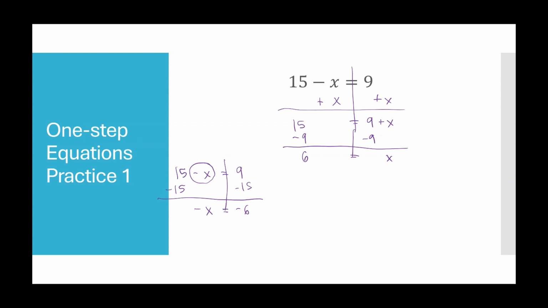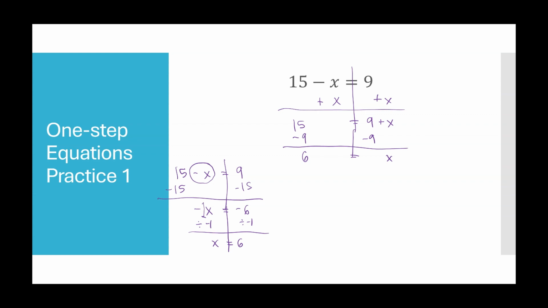Now, negative x, remember, has a little invisible negative 1 right in there. And so if we want to get rid of that, we're going to divide by negative 1 on both sides of the equation. Negative 6 divided by negative 1 leaves me positive 6 for x. Same answer, right? Just two different ways to solve. There's so many ways to solve.